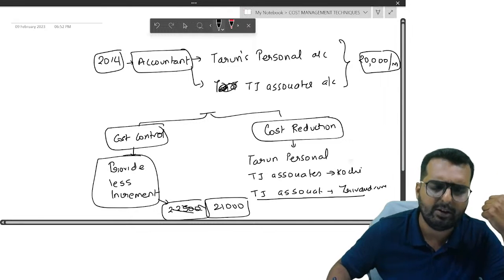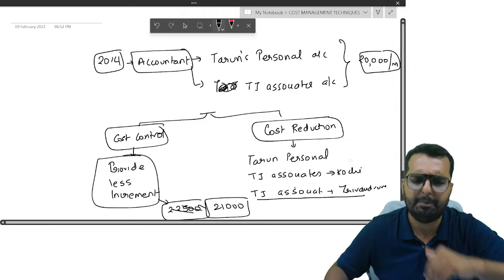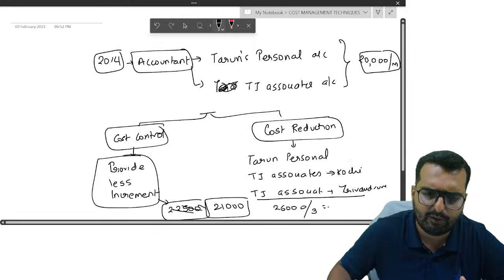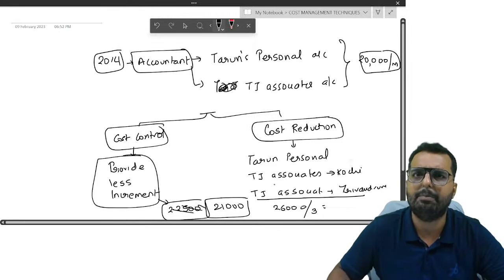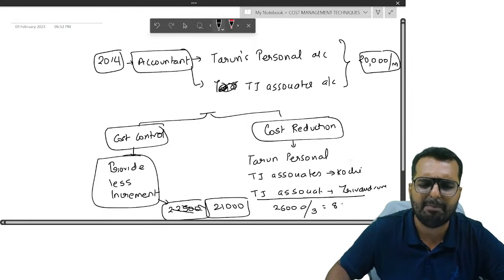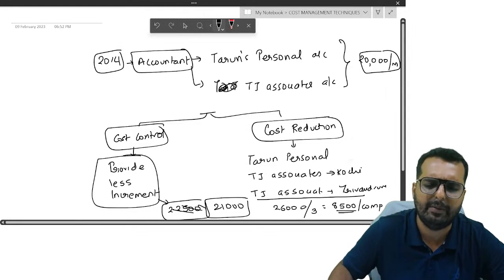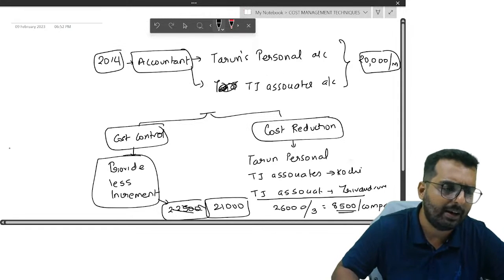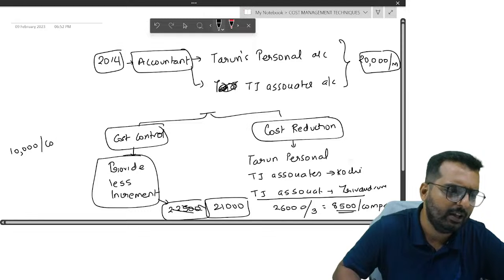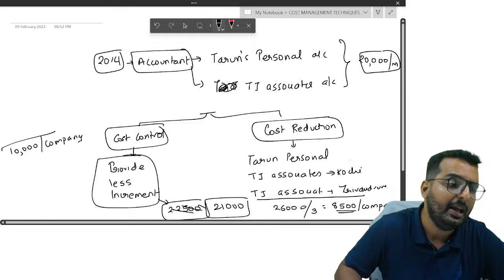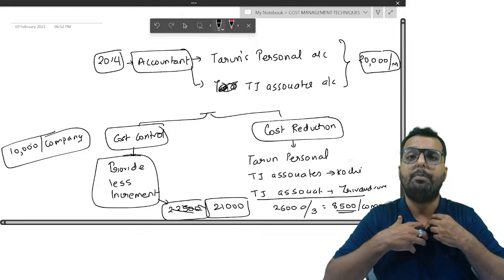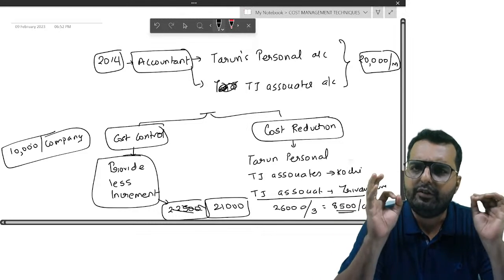Instead of giving a 5 or 10% increment, give him a 30% increment, pay him 26,000. Even then, 26,000 divided by 3 if you do, per company, how much cost are they bearing? They are bearing on an average somewhere around 8,500 per company only. Am I right? Whereas if you maintain two companies earlier, per company, what was the cost coming over here? 10,000 was the cost coming per year. This way, accountant is also happy. I am also happy. A real win-win situation.